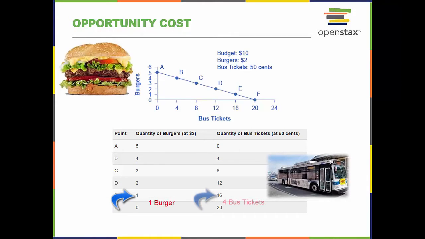The answer is 4. This is the opportunity cost of buying a burger. 1 burger or 4 bus tickets. Opportunity cost is the cost of the next best option. In the case of buying burgers, it's bus tickets.